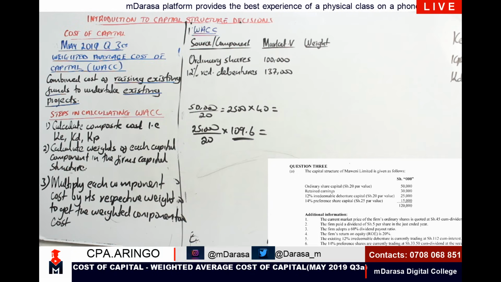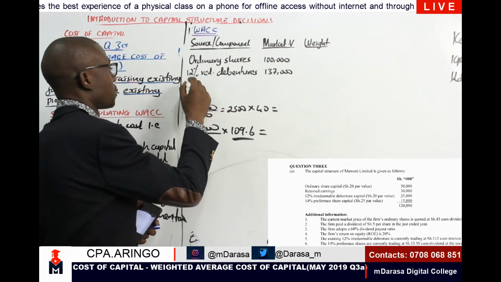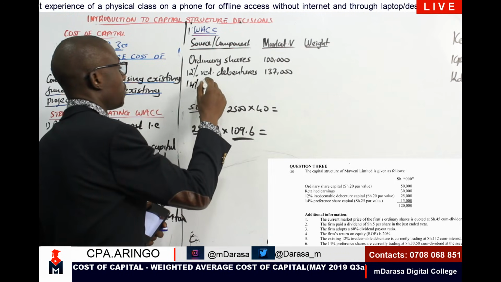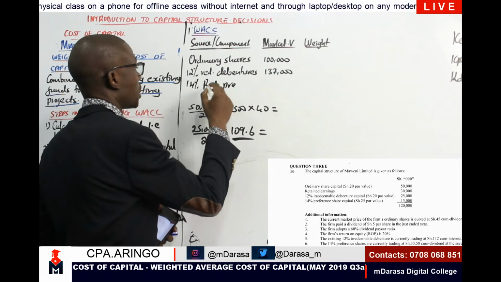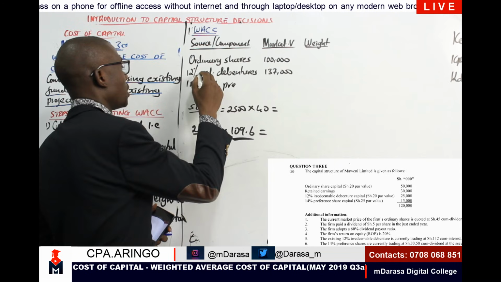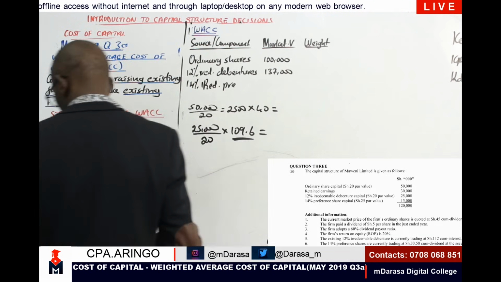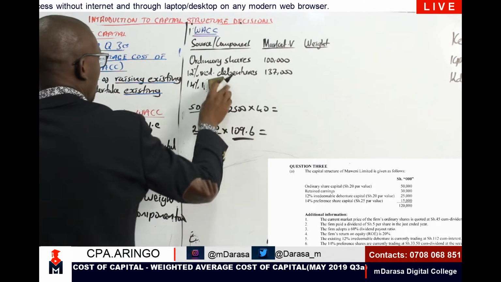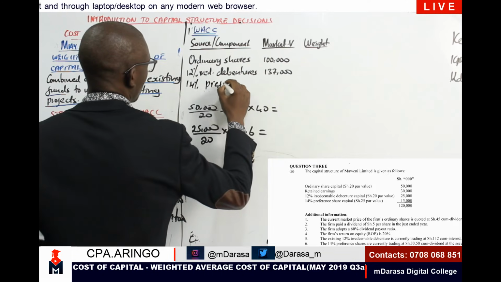Another component here, what do we have? We have 14% preference shares. So talk about 14% preference shares, that is irredeemable. These were irredeemable, remember. Irredeemable preference shares. So I'll just take 14% preference shares.